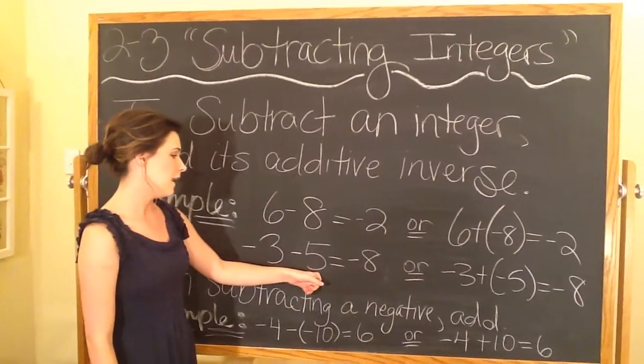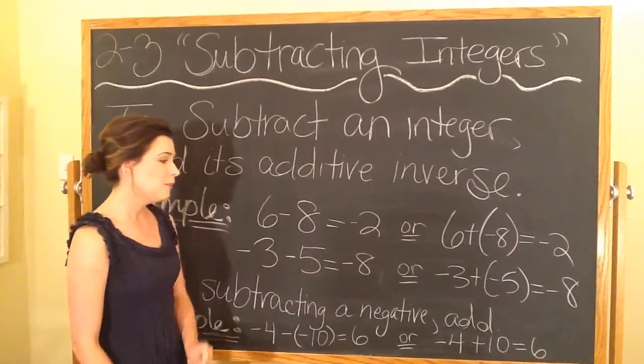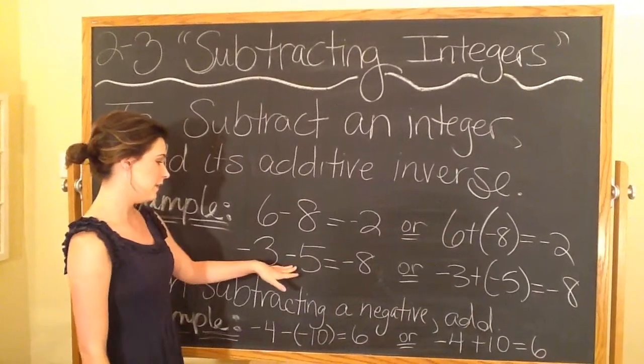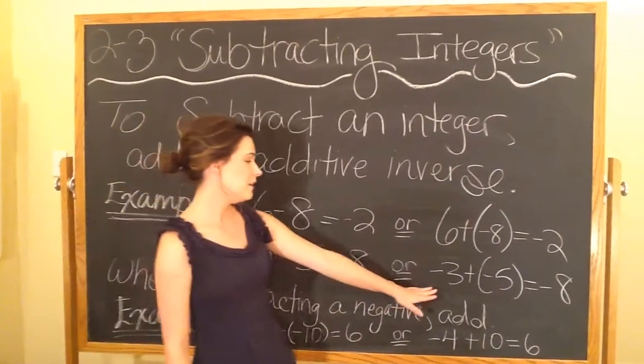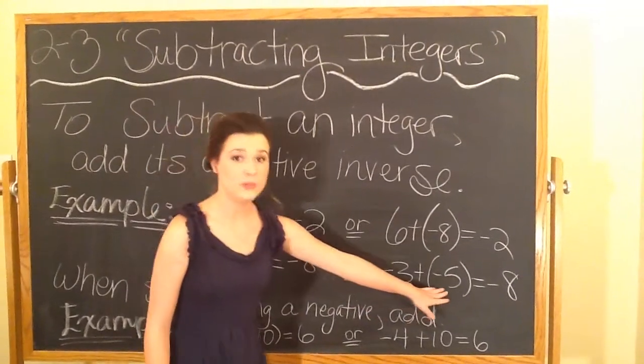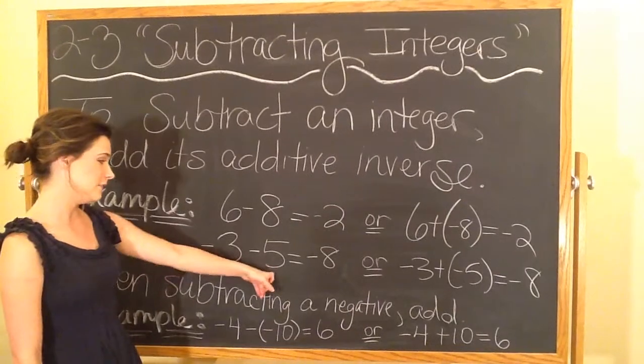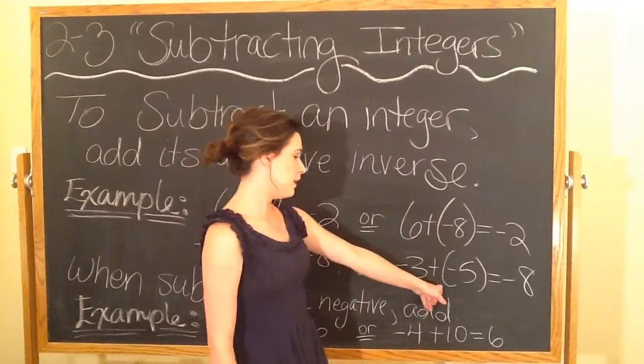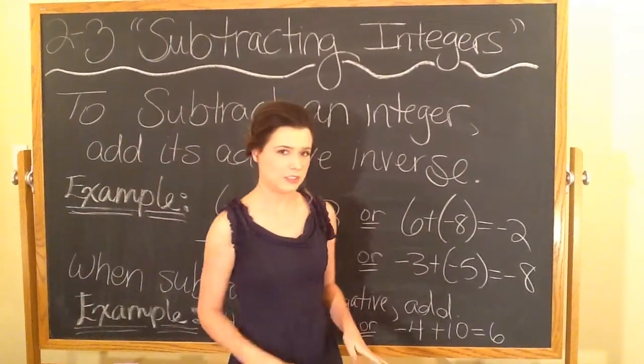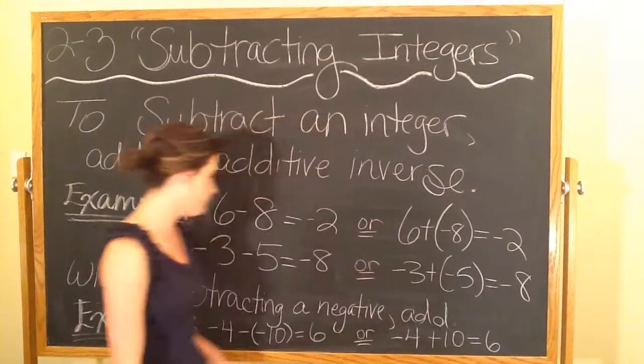-3 minus 5 equals -8. Sometimes when you're subtracting with a negative, it's a little bit easier to add two negatives instead. So instead of doing -3 minus 5, -3 plus -5 is a little bit easier to add in our head to get the solution.